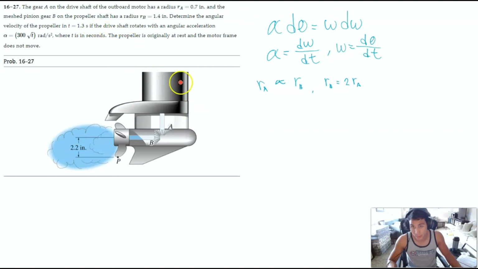So if we know that this is the drive shaft, gear A on the drive shaft, we know that this will be having this acceleration over this amount of time. And then we could transfer it to RB, and then RB will tell us at P, right? Then obviously RA and RB are proportional, which means that they will have the same velocity and the same acceleration.